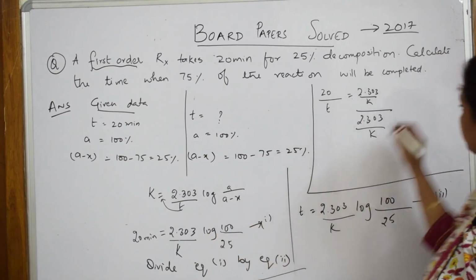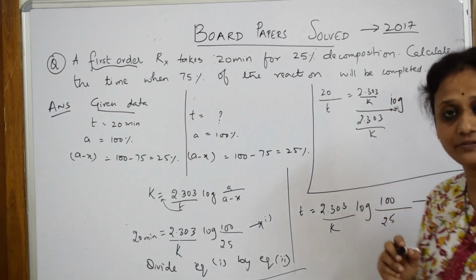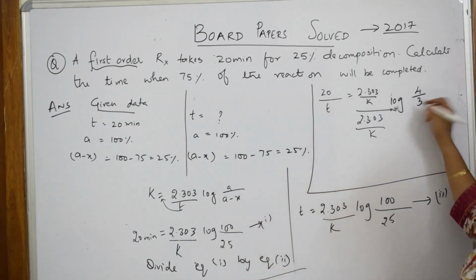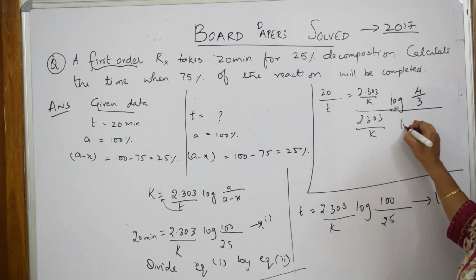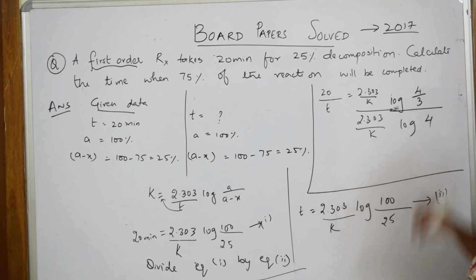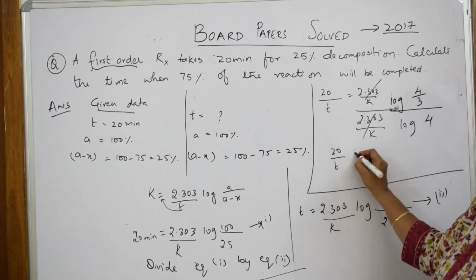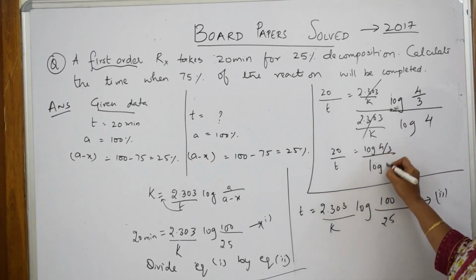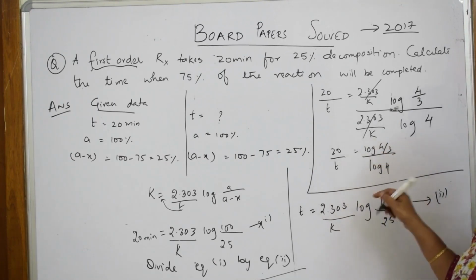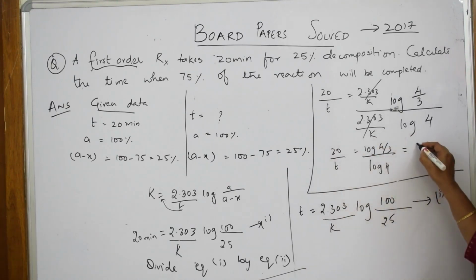Now here you have log 100 by 25, so it is 4 by 3 times. 25 4s are and 25 3s are, and this is divided by your log 25 4s are, isn't it? Log 4, correct? Now this and this get cancelled. What are we left with? We are left with 20 by T is equal to log 4 by 3 by log 4. If you solve this equation, you can easily find T. You solve this and find the T value. I think you'll get an answer of 6.3 minutes.